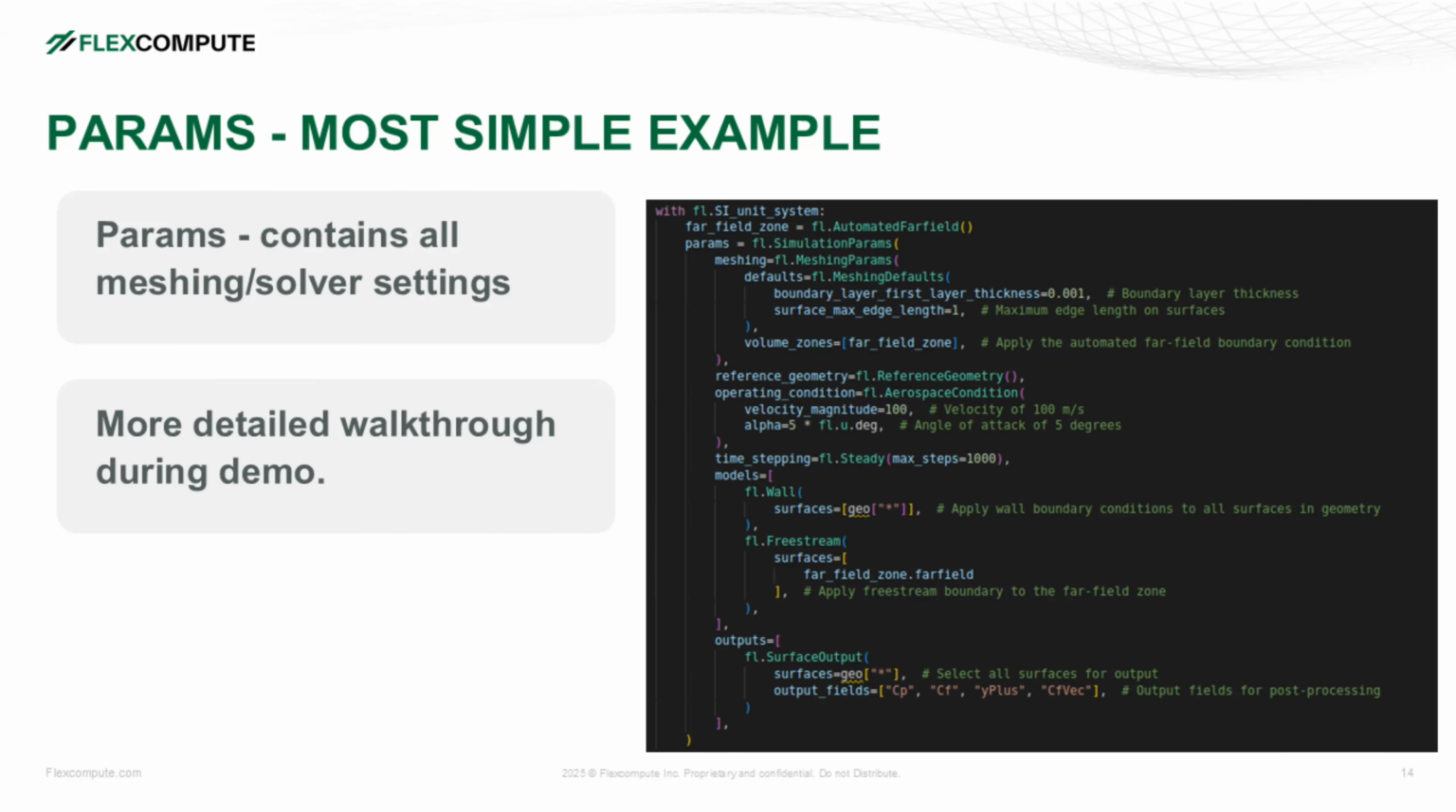Now let's discuss the params object shown here in more detail. Params is a data structure that contains all mesh and solver settings from your case. You can think of this as taking all of the information from the simulation setup panel in the web interface and structuring it into the same objects class in Python.